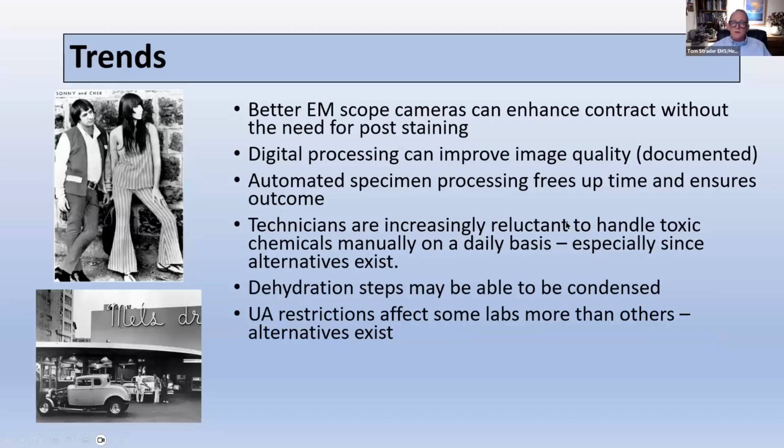What trends do we see? We're seeing better cameras that can enhance contrast, sorry for the spelling there, without the need for post staining. Digital processing can improve images. There's some controversy on that of whether you should or shouldn't be doing it. If you do post processing, then it needs to be well documented. Automated specimen processing can free up time and ensure outcomes. And technicians are cautious about handling toxic chemicals manually on a daily basis, especially since alternatives are beginning to exist.